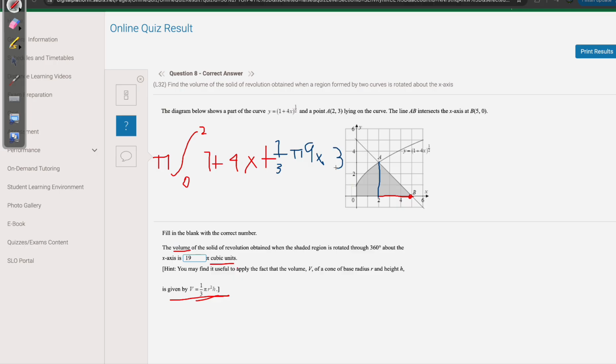So we're going to plug this into the calculator as well. I'm really sorry for not memorizing the answers beforehand. From 0 to 2, we're going to integrate the function squared, which is 1 plus 4x in this case, plus 1 over 3 times pi times r squared times height, which will give us 19 pi, which is correct.